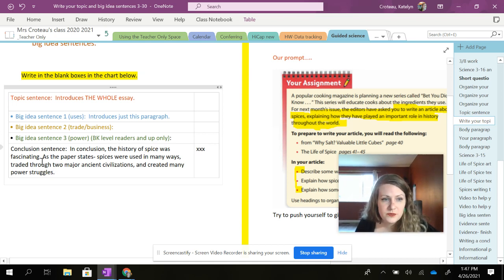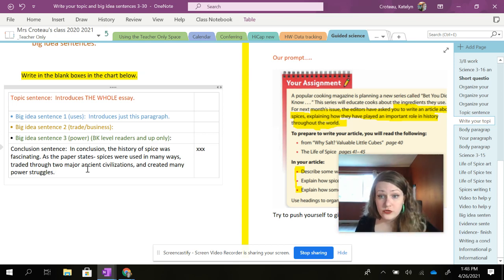In conclusion, the history of spice was fascinating. Okay, that would have been a 2 by itself. So now I'm like, well, if I really want to include restating my big ideas, I'm going to do it as a separate sentence because otherwise it's going to sound crazy. As the paper states, spices were used in many ways, traded through 2 major ancient civilizations, and created many power struggles. The end. You don't have to put the end, but that's the end.